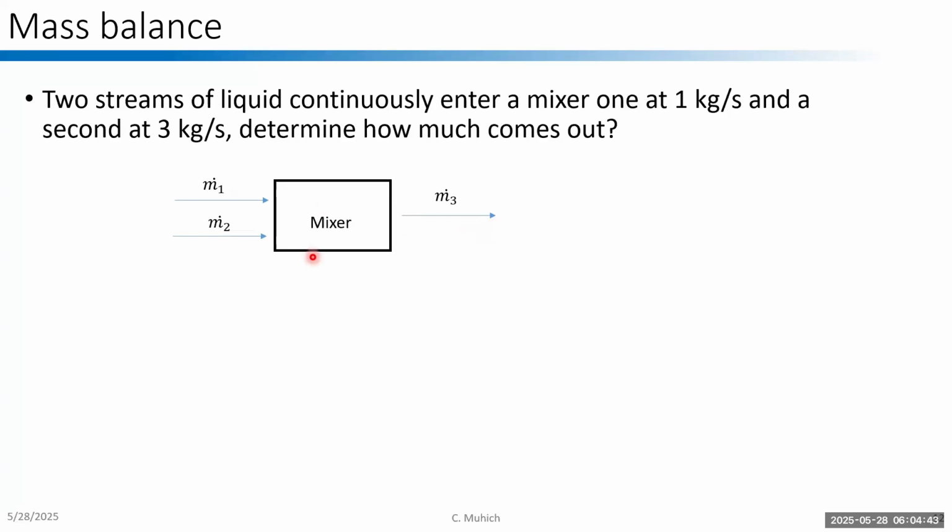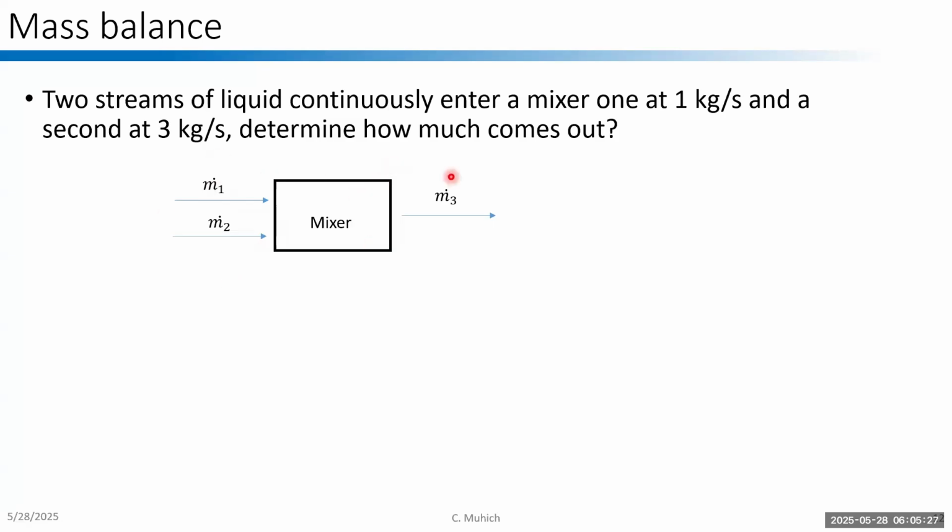I'm also going to label my streams. I have stream one, that's going to be this first stream. I have a second stream, stream two, and then I have a stream three, which is leaving the system. I always want to label these so I can keep track of what's happening where. So 1, 2, and 3. You'll notice that I have these labeled with an M with a dot on the top. That means this is the mass flow rate. So the dot on top is going to say that this is a rate. It's not just a one-time infusion of material.